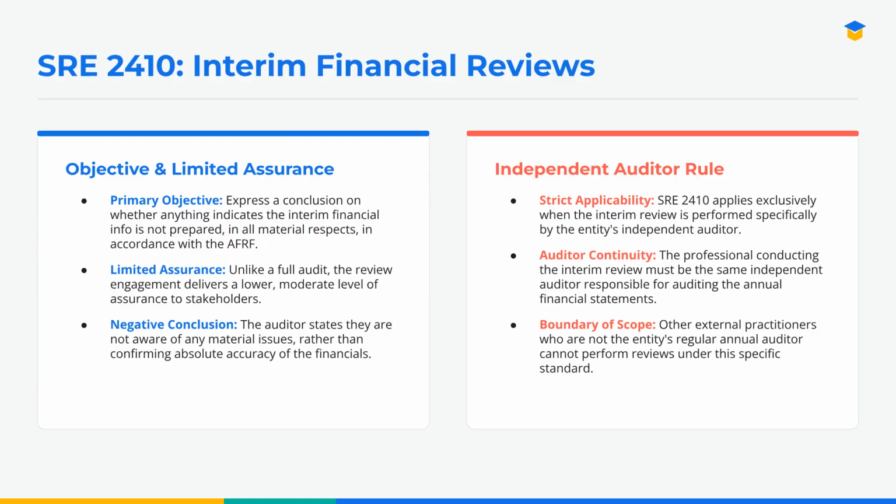Crucially, SRE 2410 has a strict applicability rule. It applies exclusively when the interim review is performed specifically by the entity's independent auditor. The professional conducting this review must be the same independent auditor responsible for auditing the annual financial statements. Other external practitioners cannot perform reviews under this specific standard.